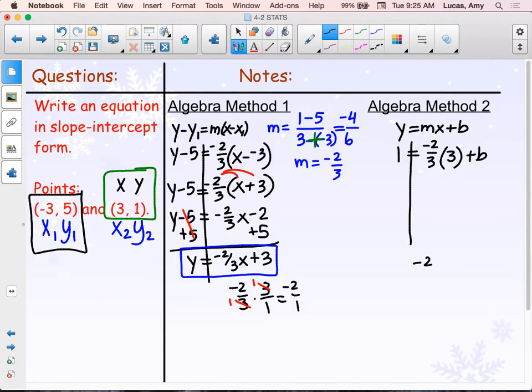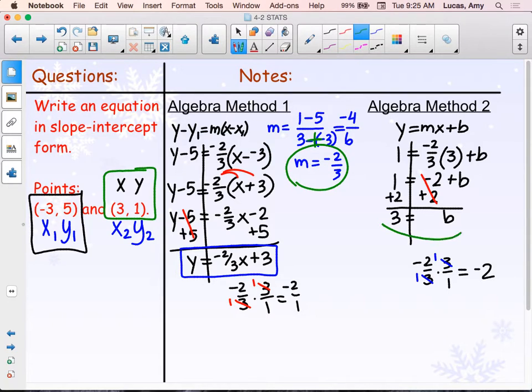So negative 2/3 times 3 over 1. I can cross cancel my 3's, and it's negative 2. So 1 equals negative 2 plus b. Then I add 2 to get rid of that 2 because I'm trying to figure out my intercept. So I need b by itself. So 3 equals b. Now I can take my slope and my intercept, and I can write my answer. Y equals slope times x plus the intercept. So I've got the same equation either way. So whichever method looks better to you, you can go with that method.